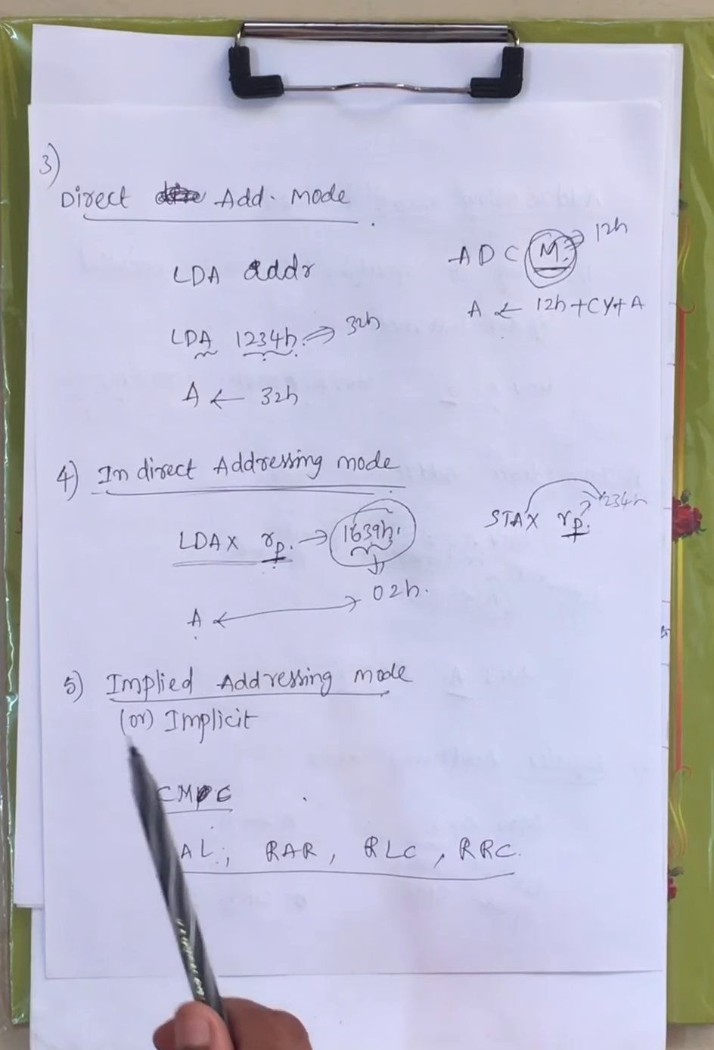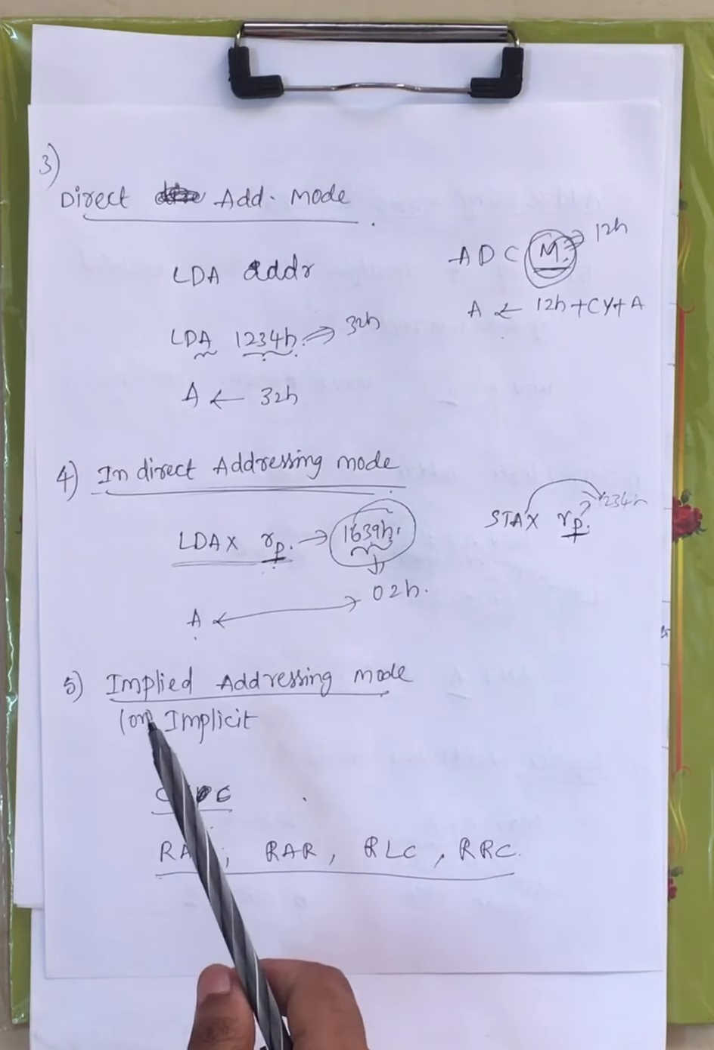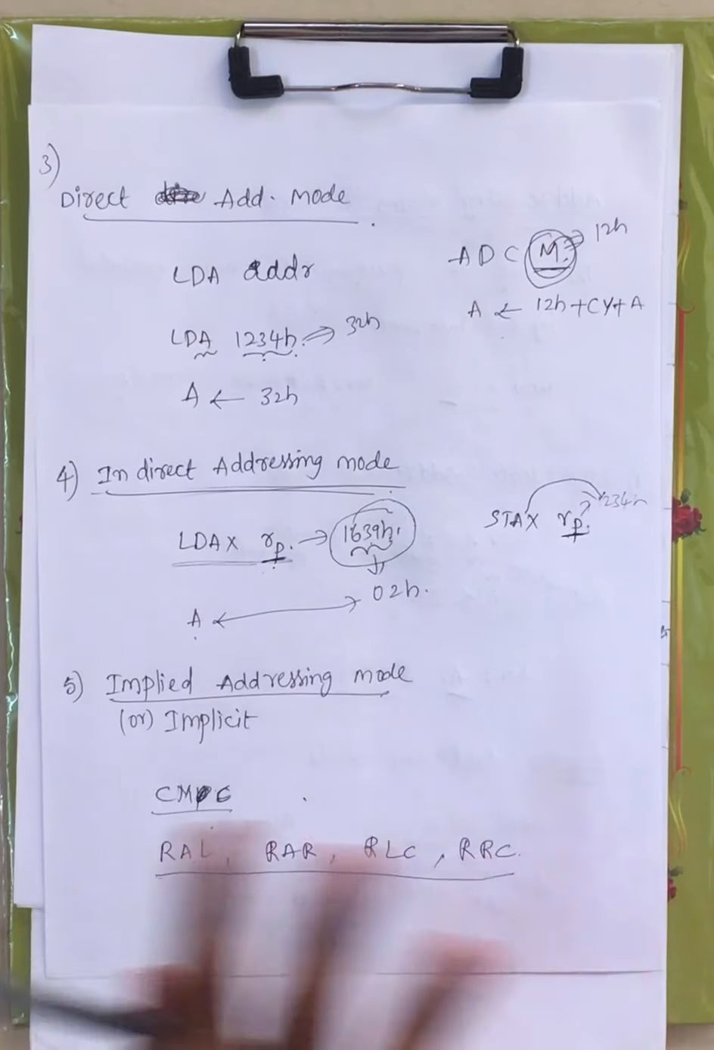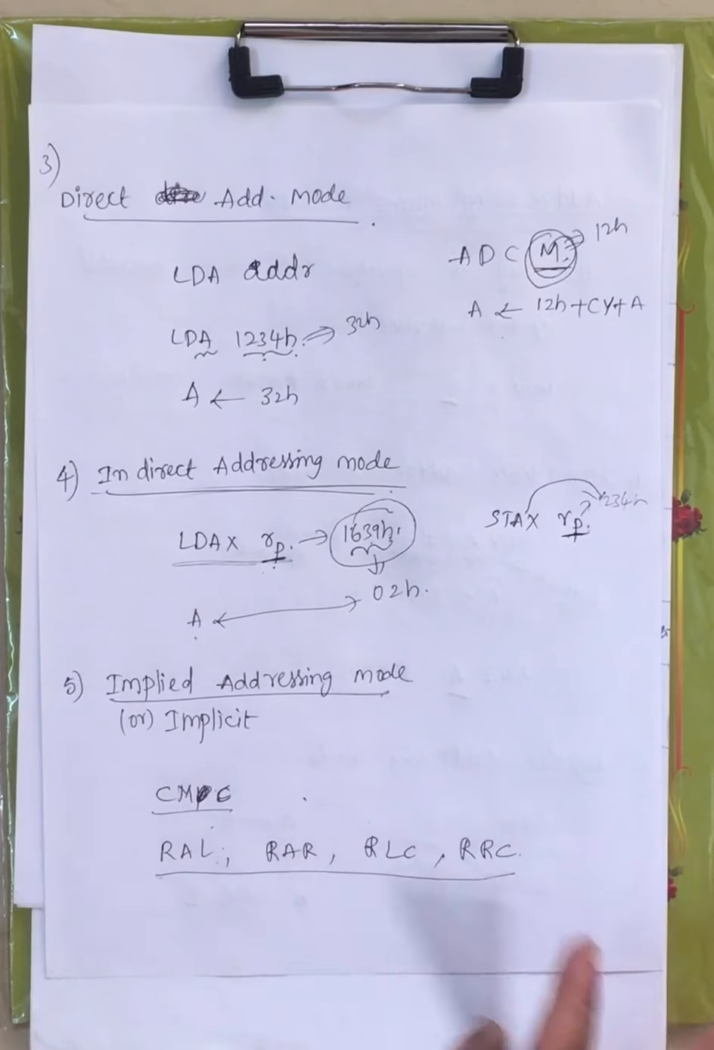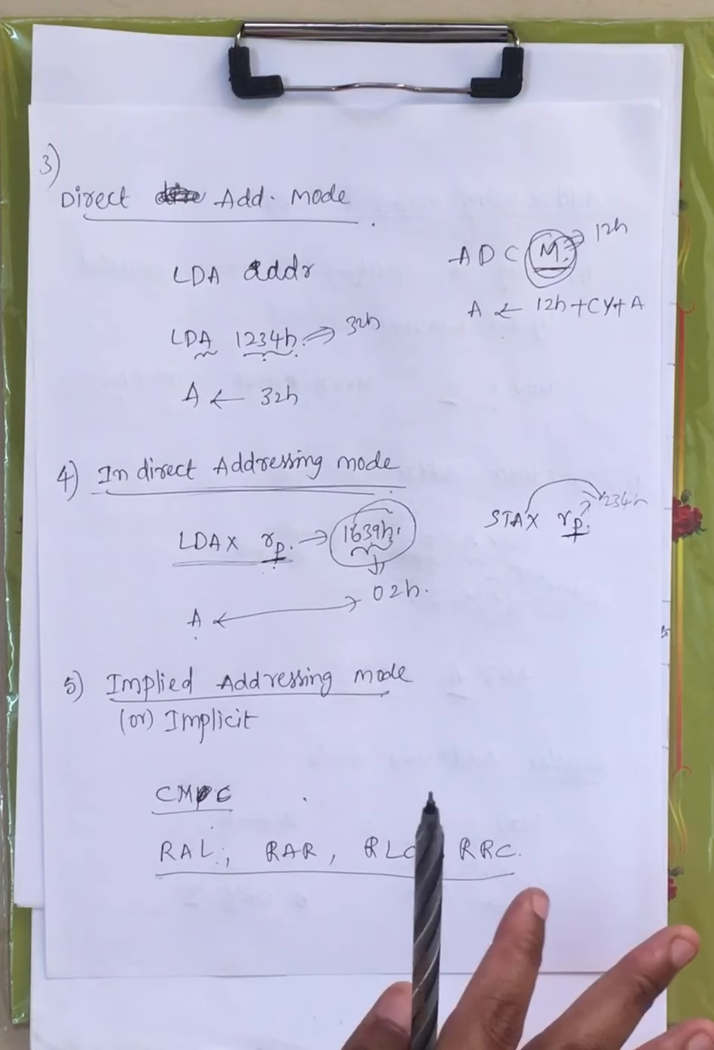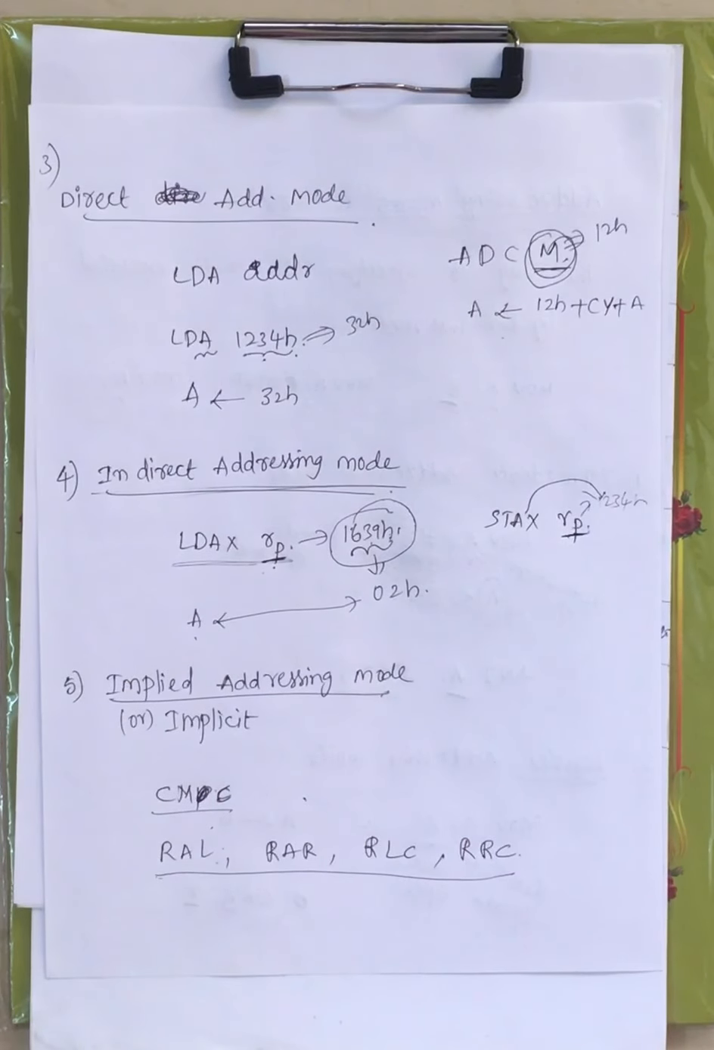Now coming to implied or implicit addressing mode. Here, in a given instruction, we don't have any source operand or destination operand. That falls under the category of implied or implicit addressing mode.